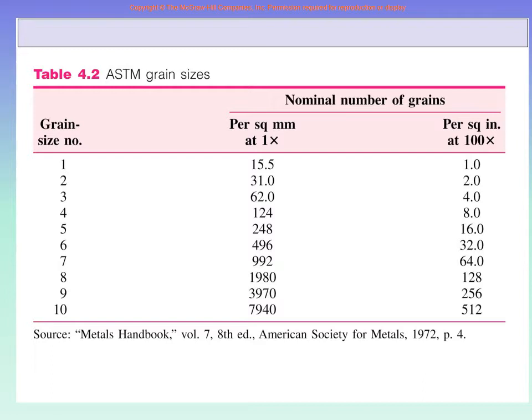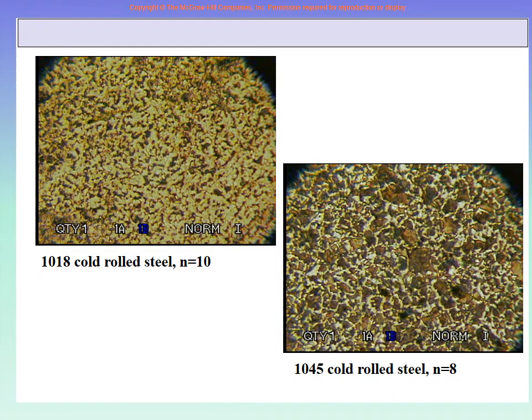And now we find the grain size number. So after the microscopy, we have done one quantifiable thing, one measurement, something which is a number, which is the grain size number. Here we are showing you just as an example 1018 cold rolled steel. This is one type of steel and the grain size number is 10. So this is very fine. We see very, very small grains.